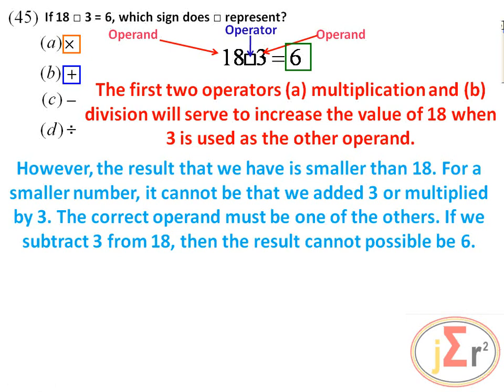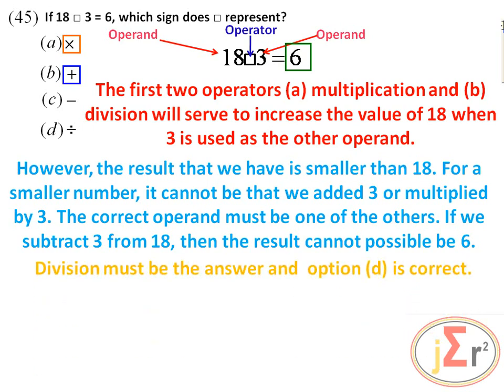The correct operation must be one of the others. If we subtract 3 from 18, then the result cannot possibly be 6. Division must be the answer, and option D is correct.